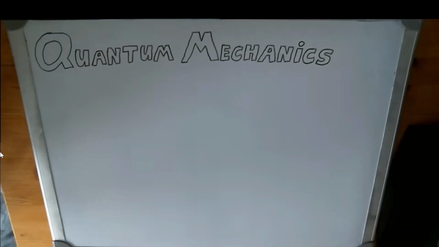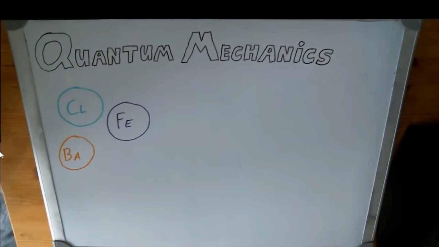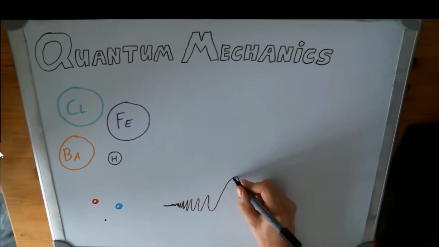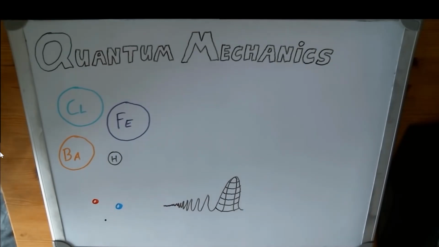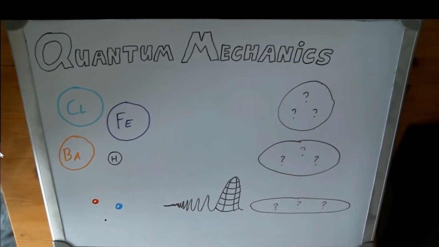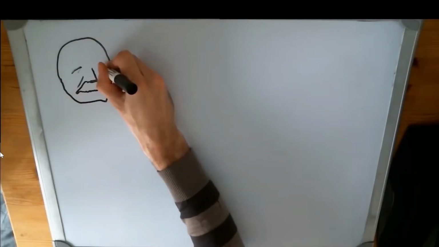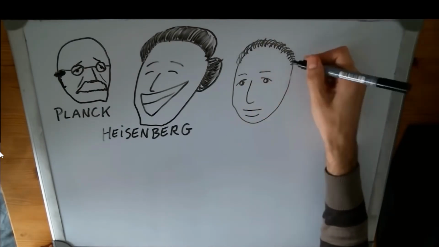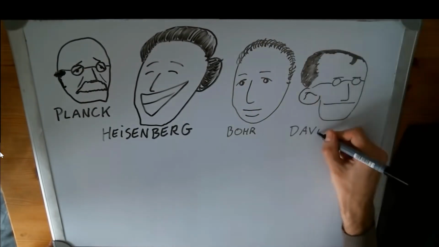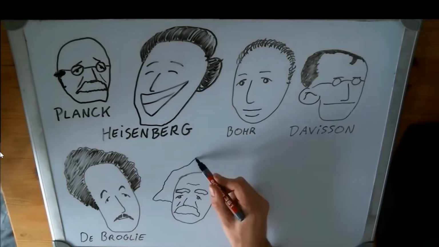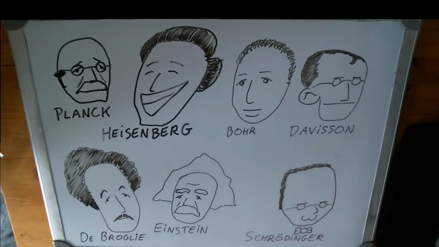We all know about quantum mechanics, which is of course the physics theory that describes atoms and elementary particles, how they move around like slushy little waves, and interestingly, it predicts what they look like, what shape they have. It was invented in the first couple of decades of the 20th century by a lot of people all working together. Amongst them were Planck, Heisenberg, Bohr, Davisson, de Broglie, Einstein, and of course Schrödinger.